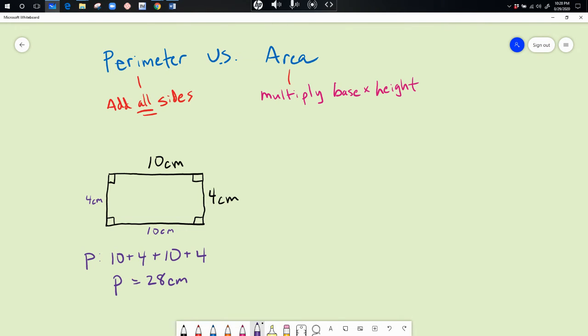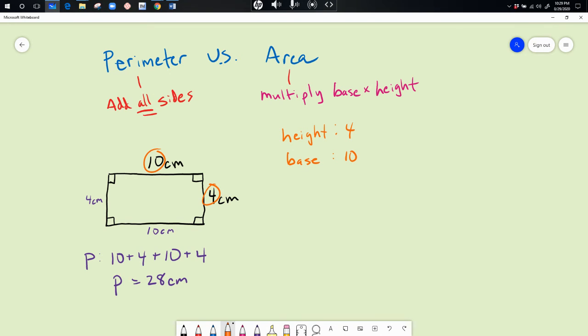All right. Area, on the other hand, we multiply our base times our height. So the base usually means the bottom, and the height means going directly up and down from the bottom, directly up 90 degrees to the top. So in this case, our height, let's use a different color, our height is 4. And our base is 10. See, so here's our base and here's our height.